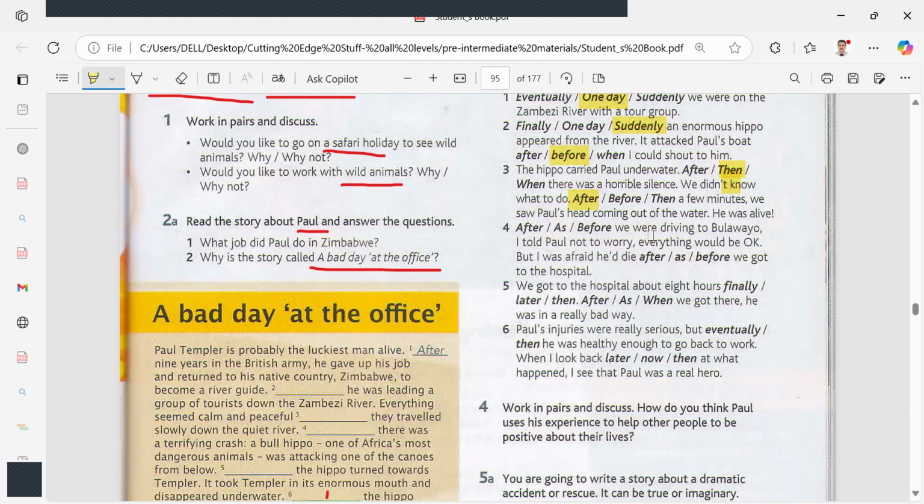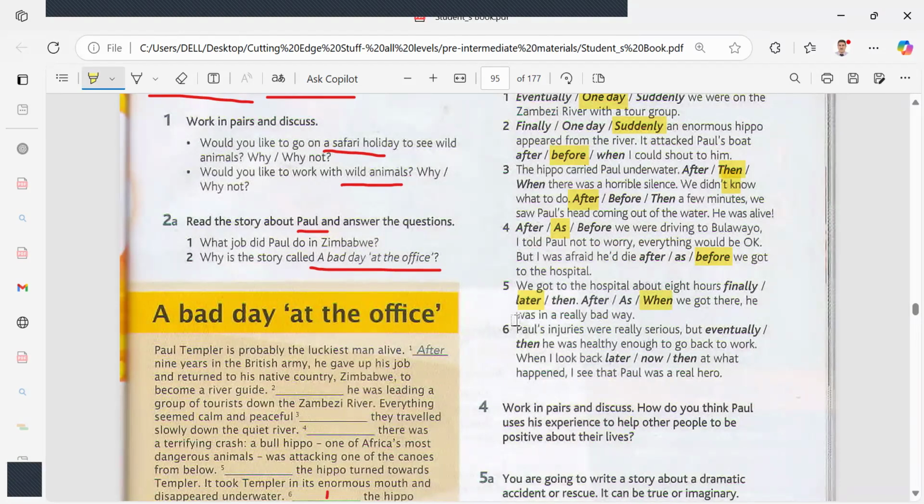As we were driving, I told Paul not to worry, you will be okay. But I was afraid he would die. Before we got to the hospital, it took about 8 hours. Later, when we got there, he was in a really bad way.